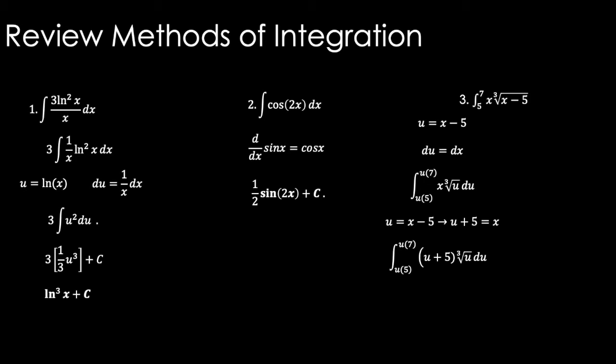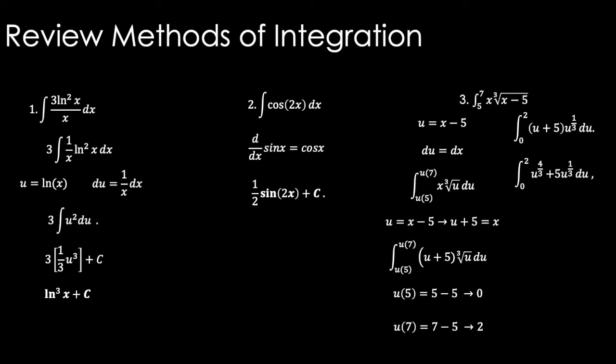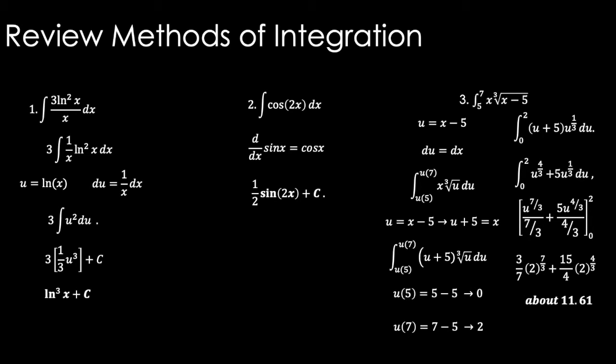Now let's deal with the new bounds, u of 5 and u of 7. For u of 5, we use the original substitution as well, and we get 5 minus 5 when we plug in 5. For u of 7, we would also plug in 7, so 7 minus 5 will get us 2. These are the new bounds, and this is the new integral. Now we simplify by distributing, apply the reverse power rule, and finally apply the fundamental theorem of calculus, which will get you about 11.61.